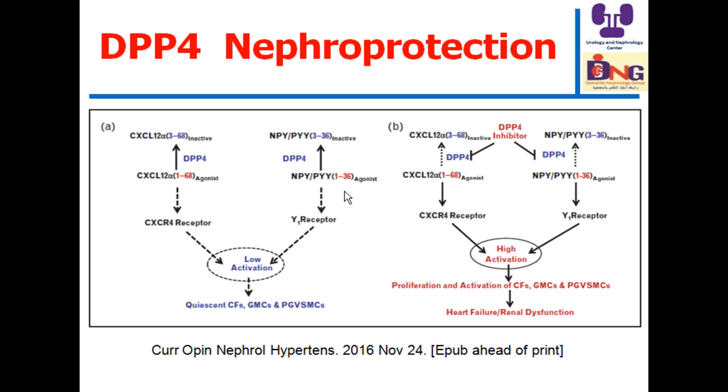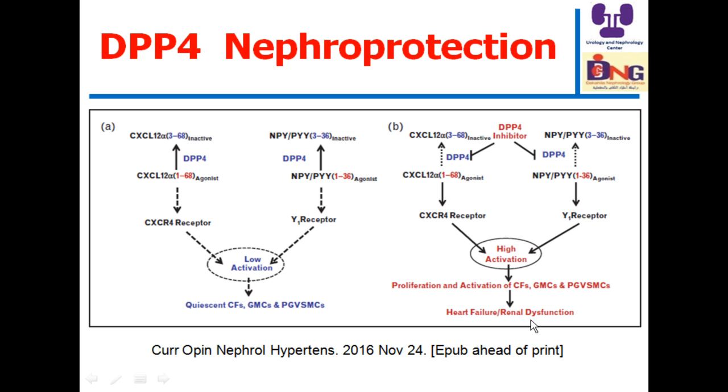But if we stop the metabolism of these chemokines, we will keep them. If they are low by default, because the persons are categorized into low activators and high activators. If you are dealing with high activators, this means that the full length of the chemokines and neuropeptide Y are high and active. And if we inhibit their metabolism, we keep them very active. So they work on the receptors on the heart, stimulating cardiofibrocytes and leading to heart failure and renal dysfunction.